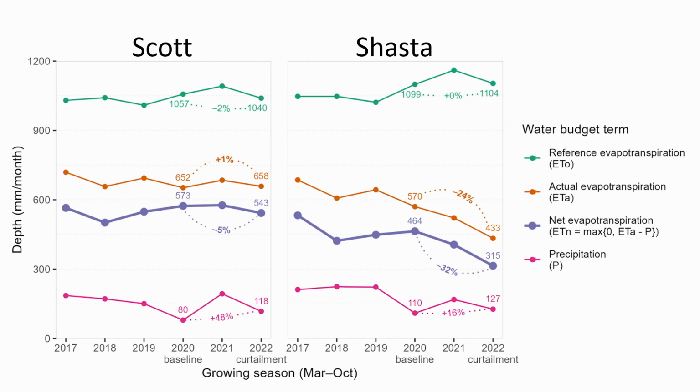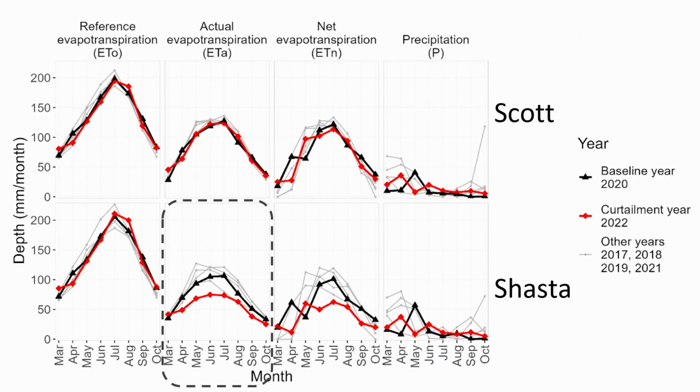In the Scott, we saw that the actual ET went up about 1%. Once you account for precipitation, the net ET went down by about 5% because it rained a decent amount more in the Scott. So the overall ET in the Scott didn't go down, but the net ET did go down a little bit because of the more growing season rain. If we look at it on a monthly basis, we can see that in the Shasta, the actual ET was lower in every month of the growing season, whereas it was similar in every month in the Scott.